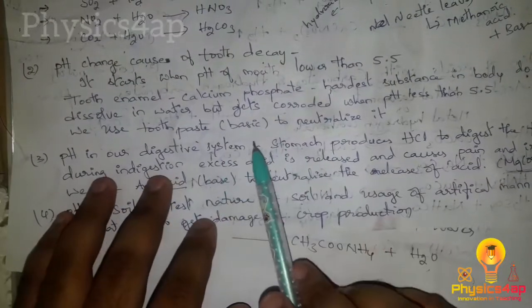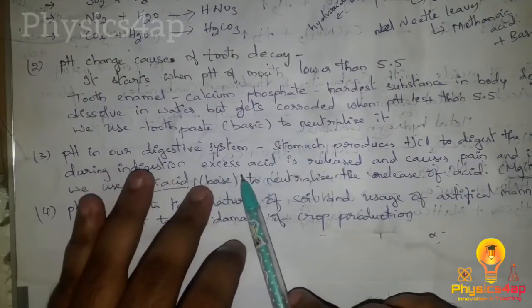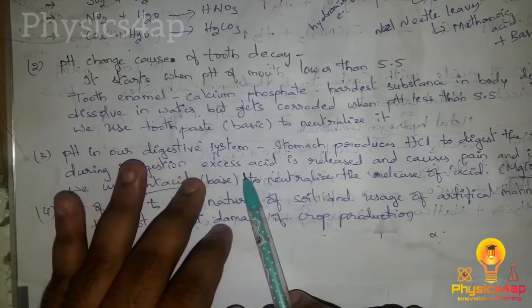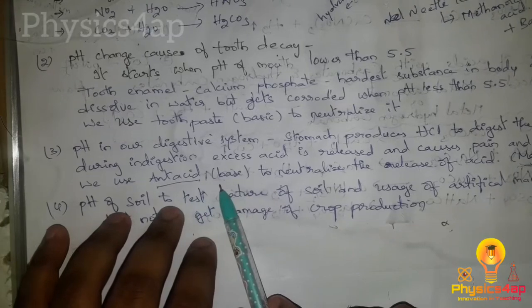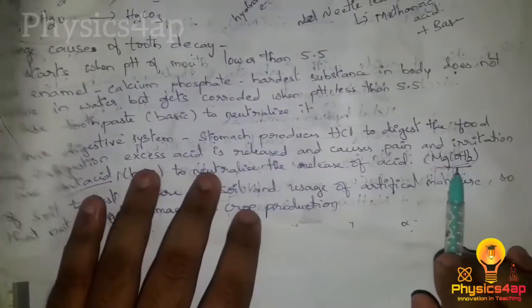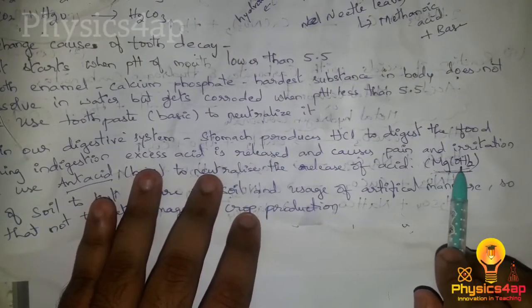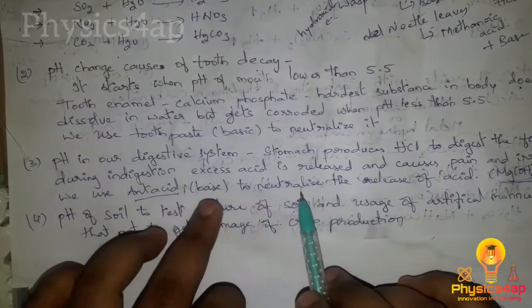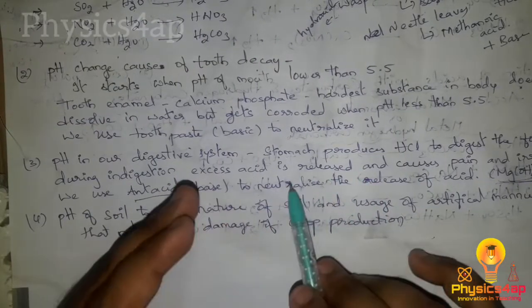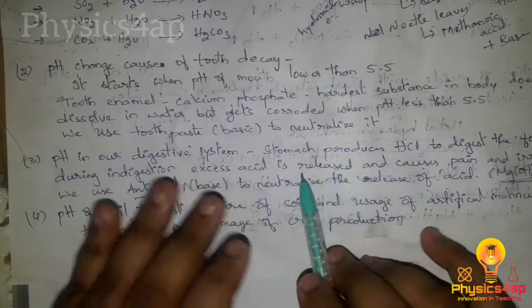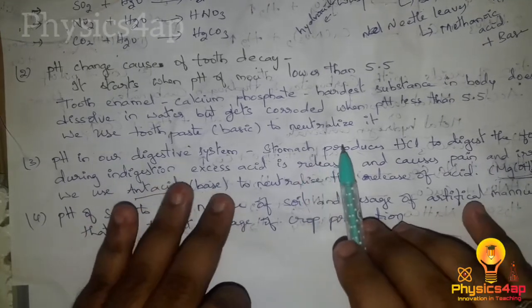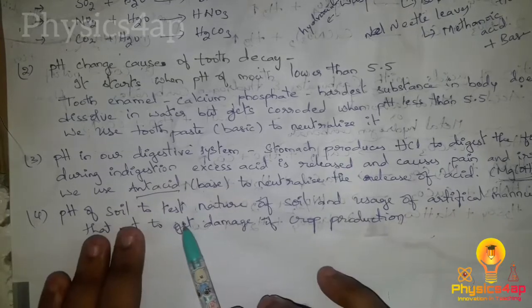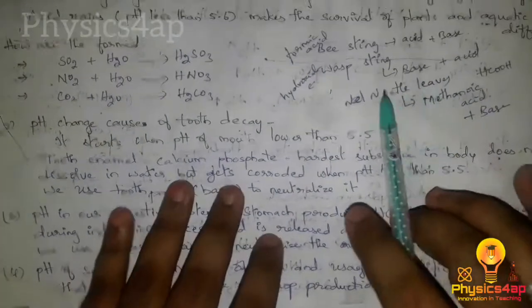As well as in the digestive system, as excess hydrochloric acid is released in our stomach, we use an antacid, which is a base, milk of magnesia, magnesium hydroxide. We use it as it is a base, to cure the pain and irritation in our stomach. So this is also an application of the neutralization reaction. As well as the pH of soil, and also the bee sting.